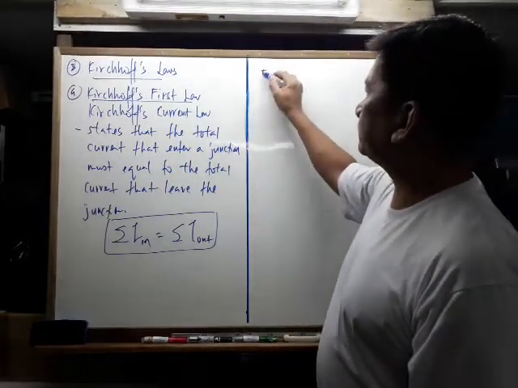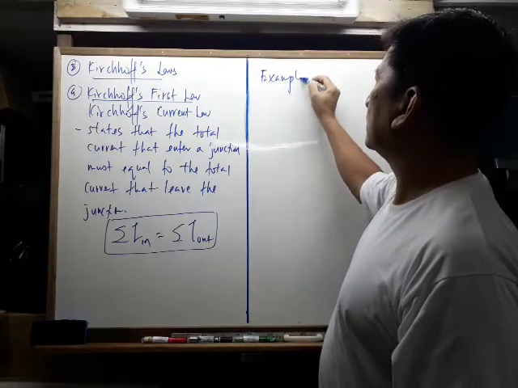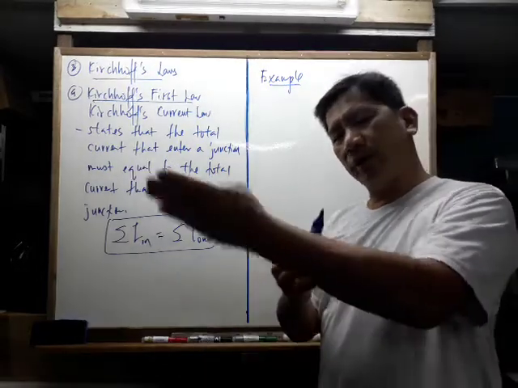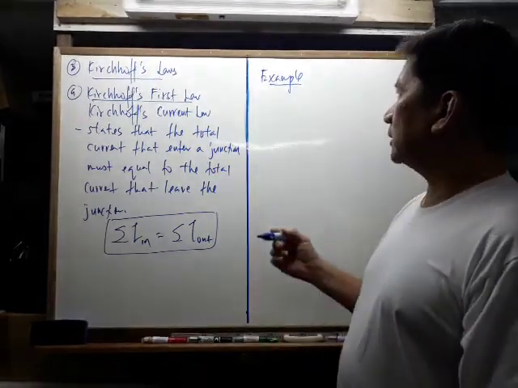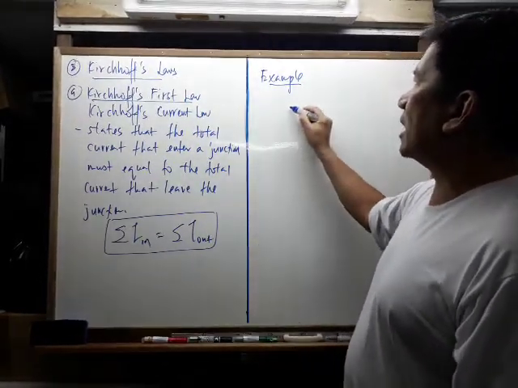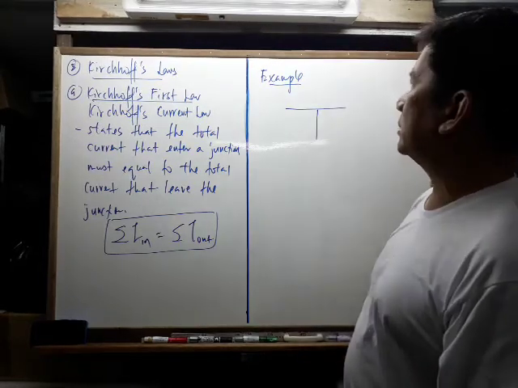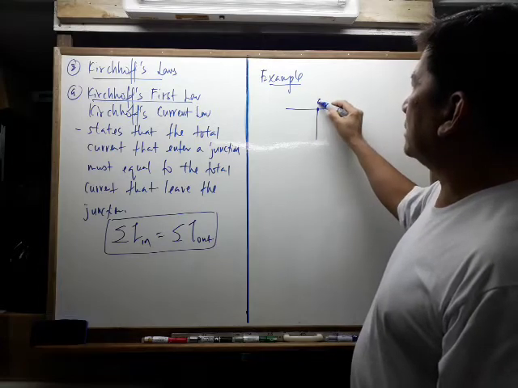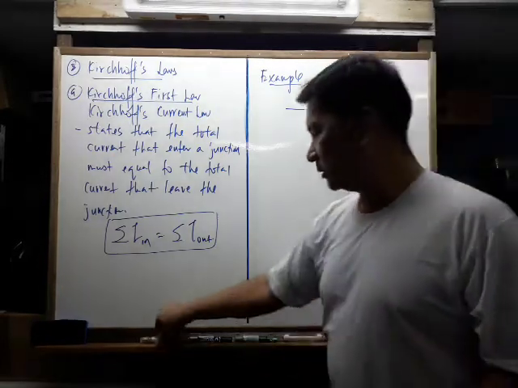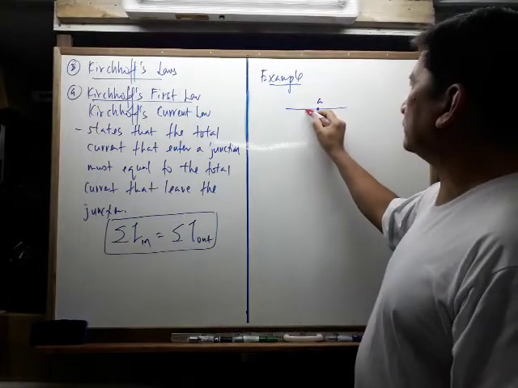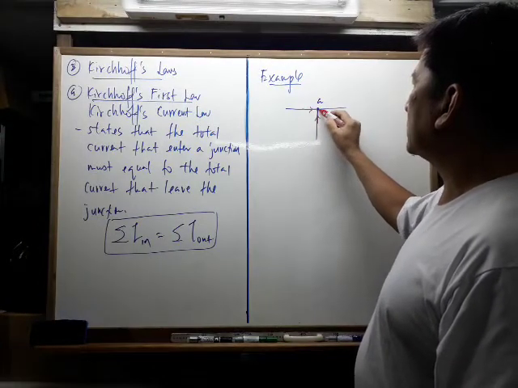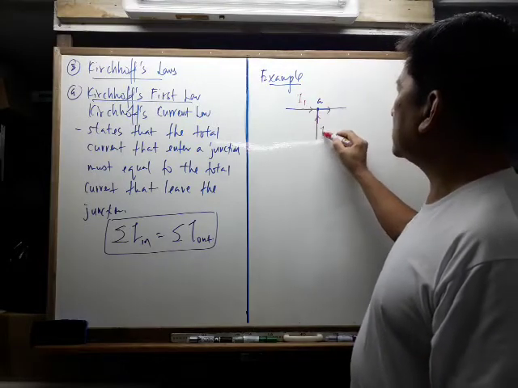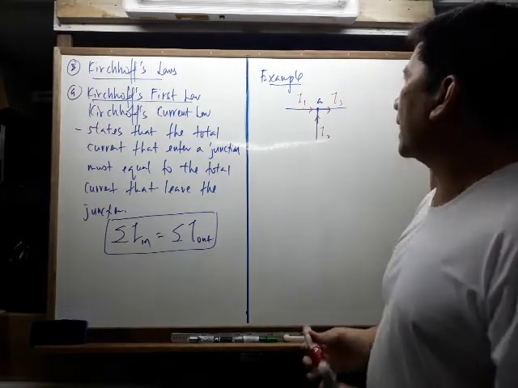So for example, let's say you have a junction. Junction means you have a conductor connected to another conductor. So the simplest junction will be a T junction. Okay, a T junction. So let's say the junction is here, and we name it junction A. So there are three possible currents, like this and like that. We call this one I1, this is I2, and this is I3.